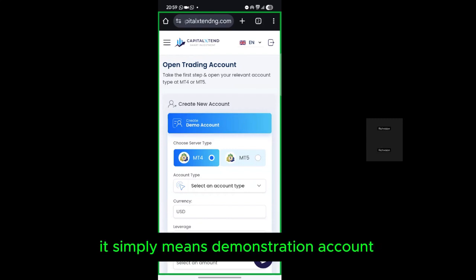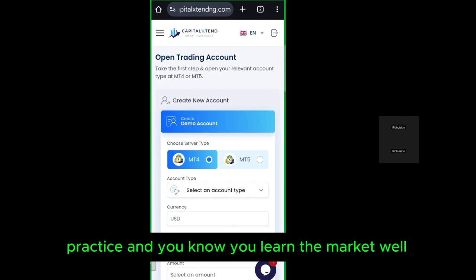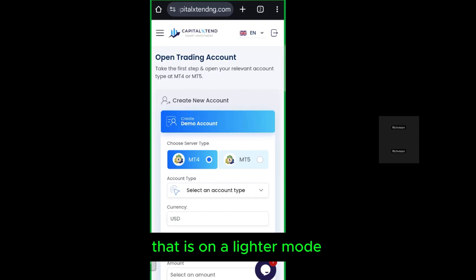Demo simply means demonstration account, and all brokers have it on their platform for you to practice. Unfortunately, many persons don't use it to practice. And I want to tell you today, for everyone watching this video, I'm going to give you $10,000 to just go and enjoy yourself, practice, and learn the market. Well, that is on a lighter mode.